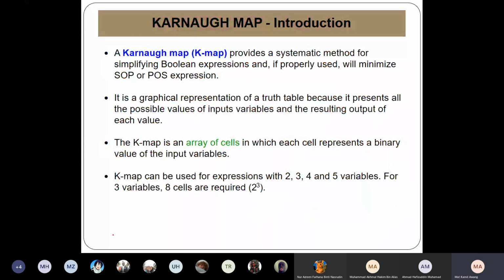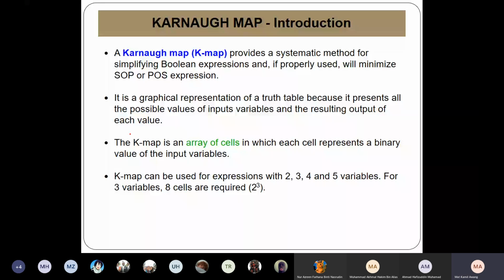Now, we are going into a new topic, which is the Karnaugh map. Now, how are we going to reduce the expression further? By using the Karnaugh map or K-map. The Karnaugh map actually provides you a systematic method for simplifying Boolean expressions, and if properly used, will minimize SOP or POS expressions.